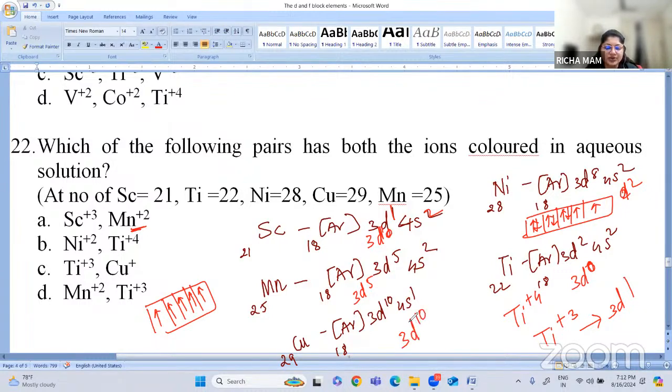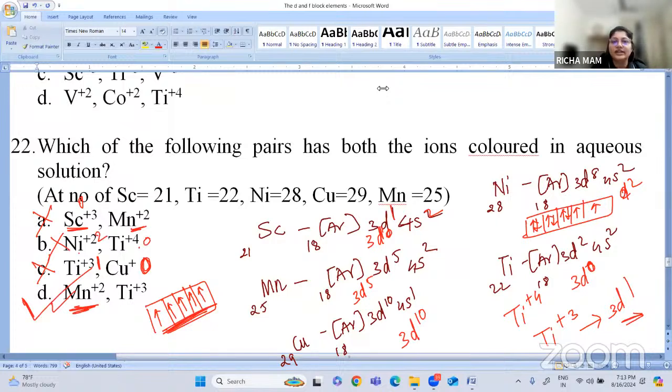So what you can see here, in the options, Mn plus 2 is colored. Scandium here is colorless, so this is wrong, it is a d0 system. Then nickel plus 2, here you have 2 electrons, but titanium here is a d0 system, so this is also wrong. This is colored, but this is not colored. Then titanium plus 3, 1 electron. But here you have 10 electrons, so again a d0-type system, so this is also wrong. Mn plus 2 has 5 unpaired electrons, so this is okay. Titanium plus 3 has 1. So it is option number D.